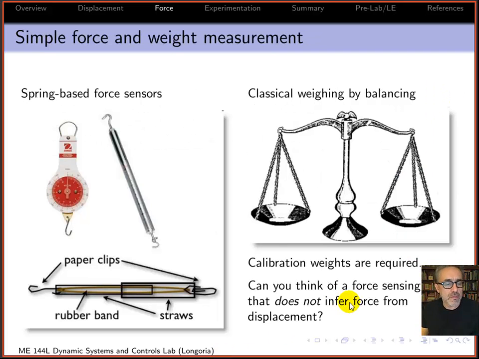Now moving on to force sensing. These are very common force sensing methods. You've seen spring type gauges, and the interesting thing about all of these is that they all infer force measurement from a displacement. Even the scale here, you use calibration weights, and when you're balancing, it's basically like a null measurement. This is one that I found online. The rubber band here is acting just like a spring in any of these force gauges. So the displacement here is inferring force. This is the same way most force sensors work.